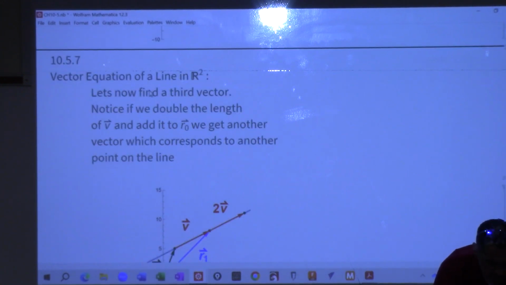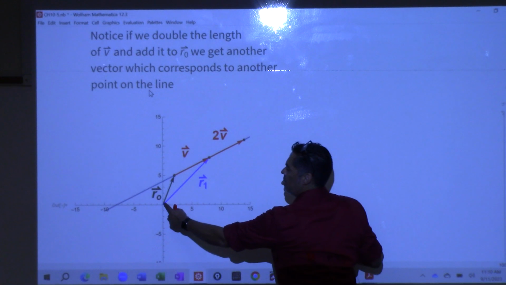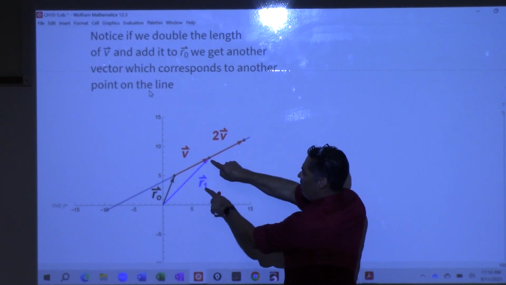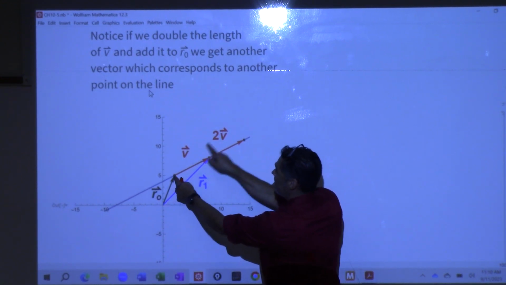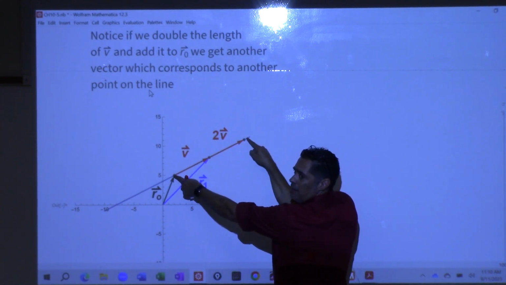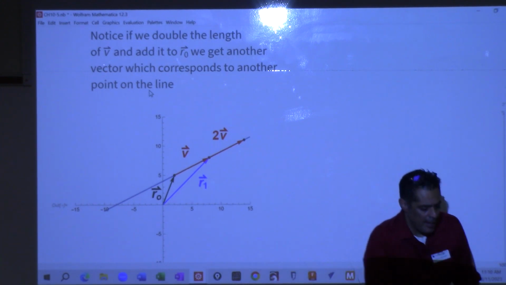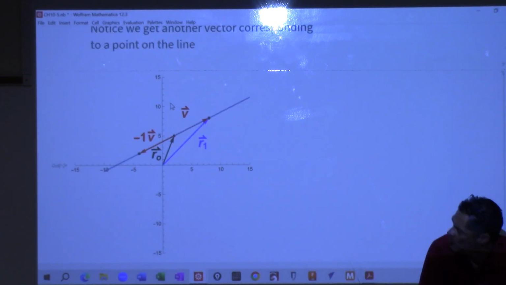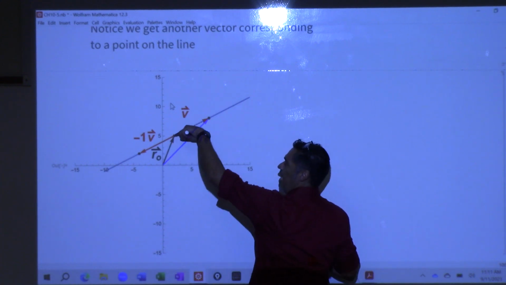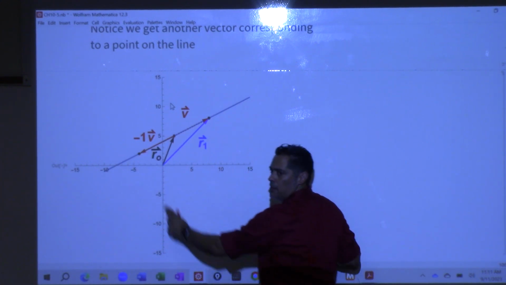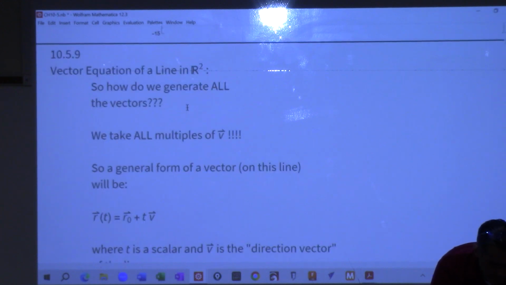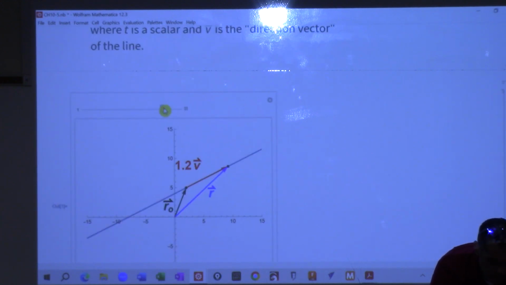And so if I take R0 and I add V, I'll be right here at R1. If I do R0 plus twice the length of V, I'll be here, right? Which is another point on that line. But it'll be the vector that goes from here to here. And I can do that for any scalar multiple. I can do R0 and take negative V, and it'll put me back here. Or all different scalar multiples of V added to the R0, and I should be able to generate vectors all along that line.